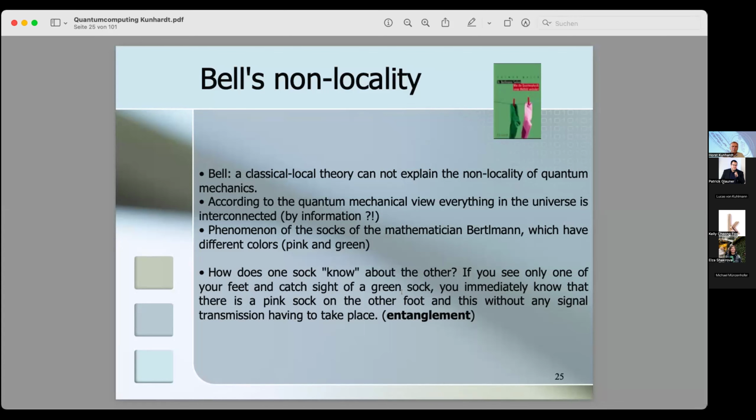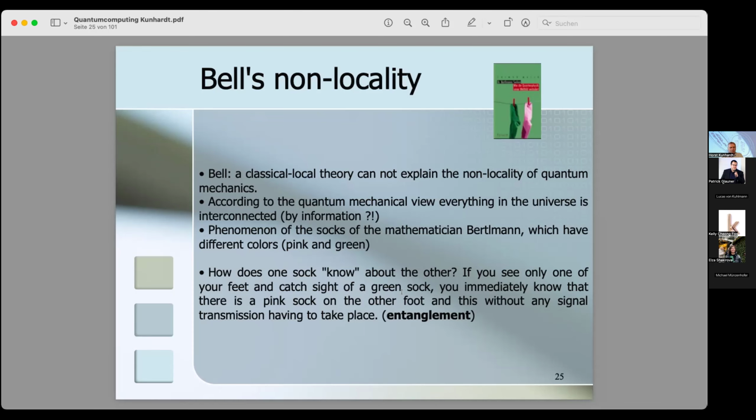Bell said a classical local theory cannot explain the non-locality of quantum systems. And that was the problem Albert Einstein and some other scientists always had with quantum theory, that we have this entanglement. That means we have an effect on a quantum system. The quantum system can be miles away, kilometers away, with a great distance, but the system works in combination, and that's called entanglement.